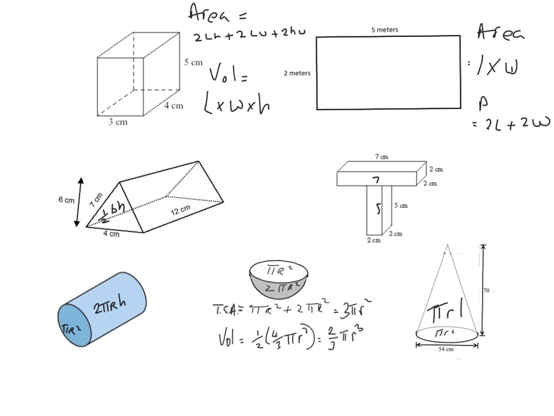Now, next thing we can look at here is the cuboid. Again, you're expected to know the volume formula for this. It's length by width by height. And also the surface area formula, which is 2 times the length by the height plus 2 times the length by the width plus 2 times the height by the width.